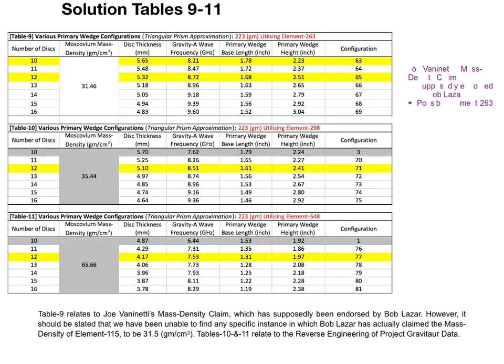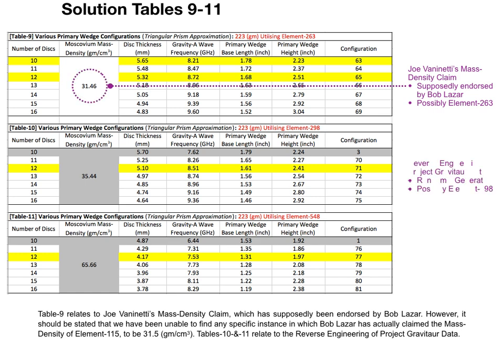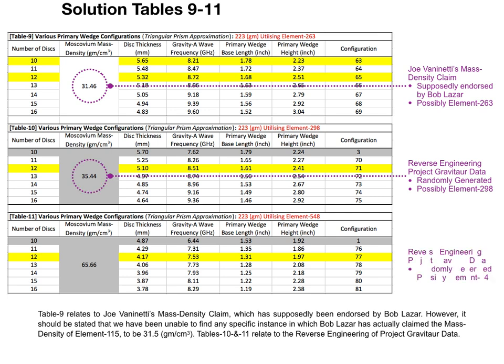Table 9 relates to Joe Vanetti's mass density claim, which has supposedly been endorsed by Bob Lazar. However, it should be stated that we have been unable to find any specific instance in which Bob Lazar has actually claimed the mass density of element 115 to be 31.5 grams per centimetre cubed. Tables 10 and 11 relate to the reverse engineering of Project Gravitor data. Please pause the video presentation and study the information provided.